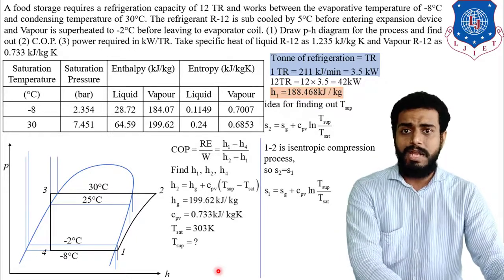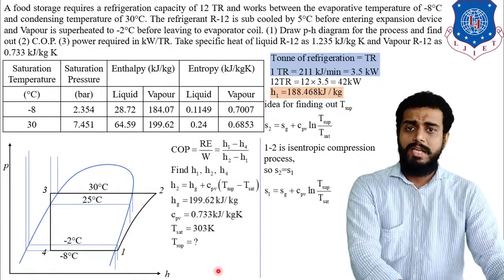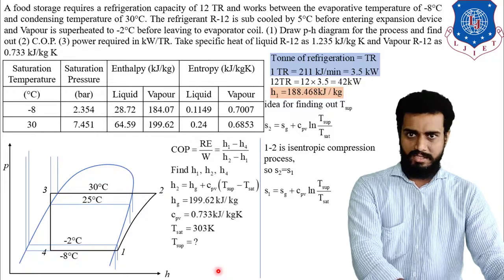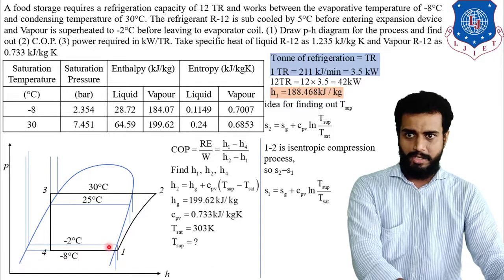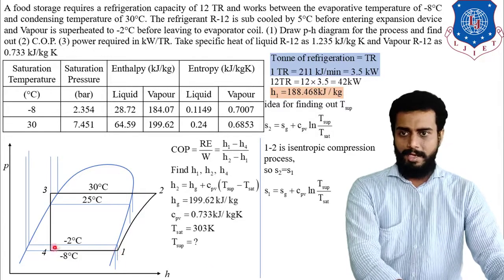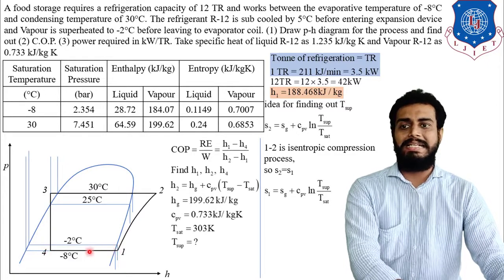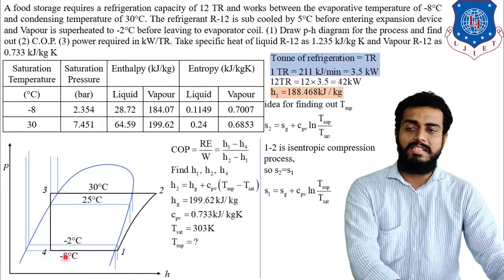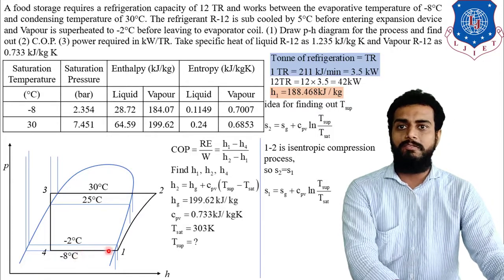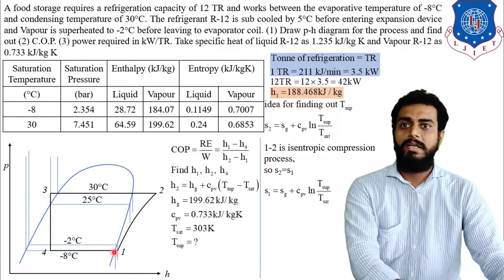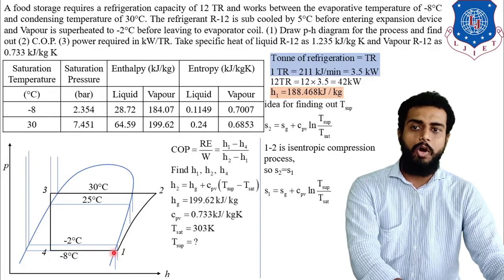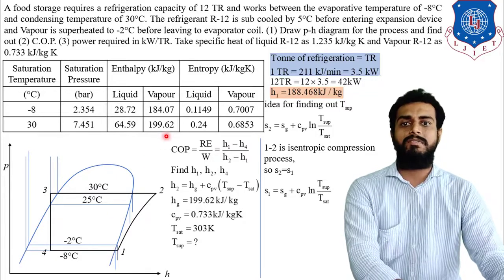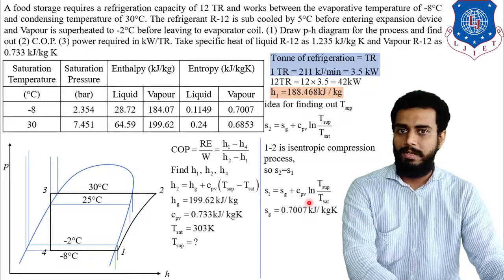Okay, so now what will happen? Very simple, students. Here you can see Sg. So Sg is equal to what? See, this point is associated with the 4 to 1 process, and corresponding to the 4 to 1 process, minus 8 degrees Celsius is the saturation temperature. So for minus 8 degrees Celsius, what will be the entropy of the vapor? 0.7007. That is nothing but the entropy of dry vapor at this point. So Sg is equal to 0.7007 kilojoule per kg Kelvin.